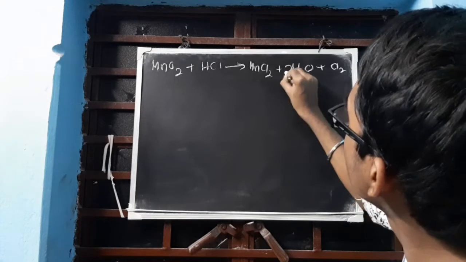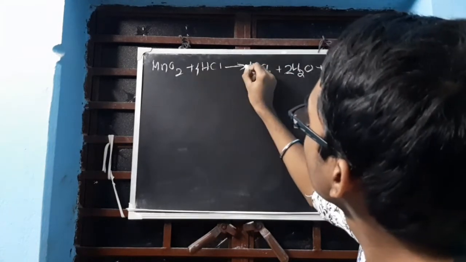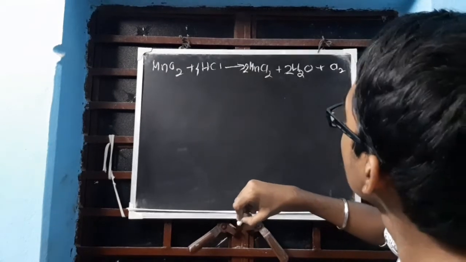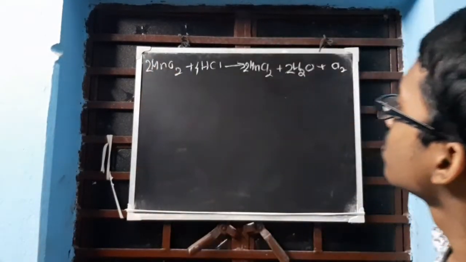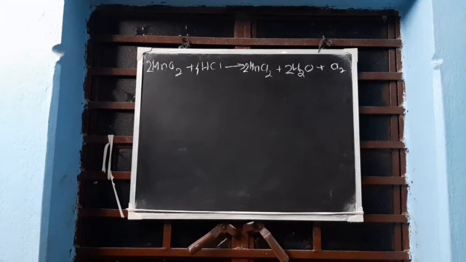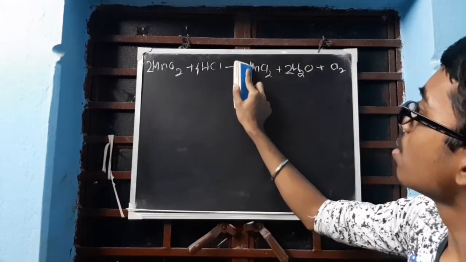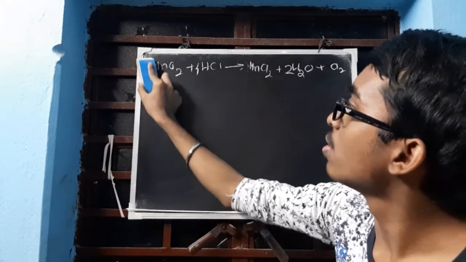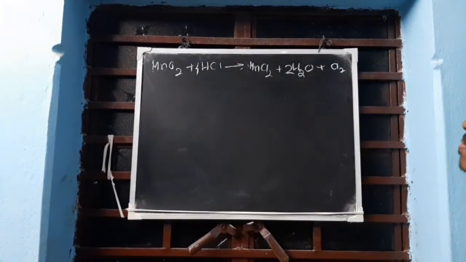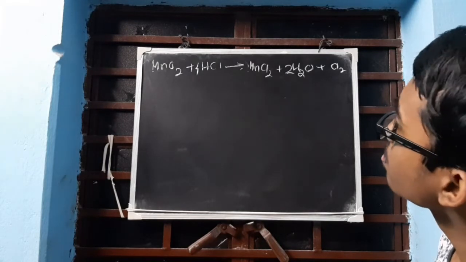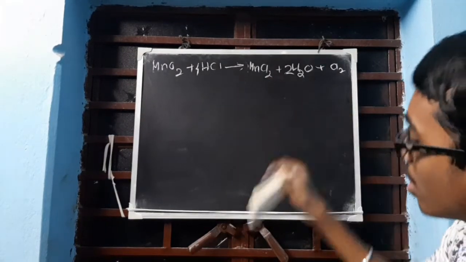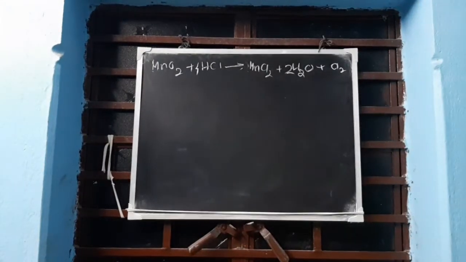So here I have to place 2, then hydrogen will become 4, chlorine will become 4, Mn will become 2, and oxygen will also become 2. Done or not done? Wait, let's check again. Chlorine becomes 4 chlorine. Oh, chlorine is becoming 8. No, this is wrong. Wait. Chlorine is becoming more. Individual chlorine over here also. So 4 chlorine, 2 chlorine. Done. Okay, leave it. Clear? This is a balanced reaction.